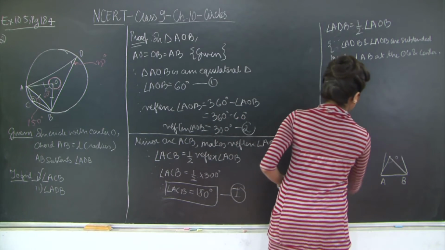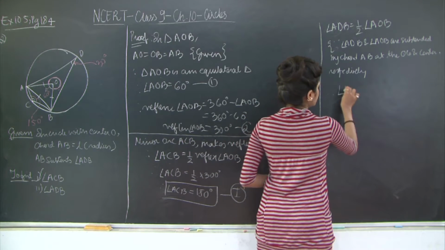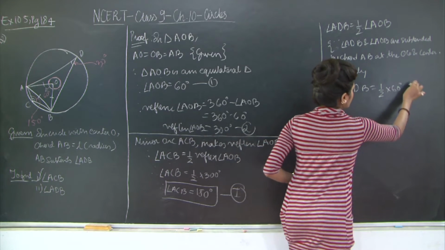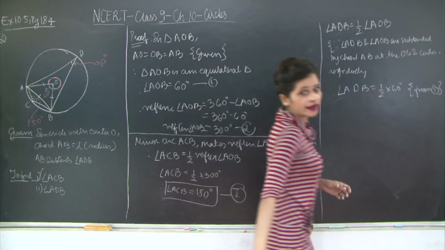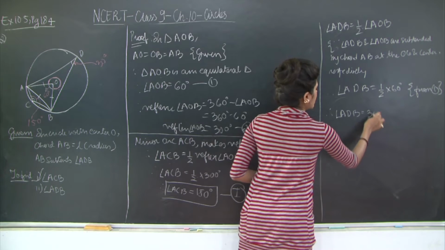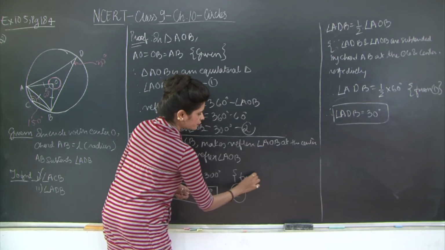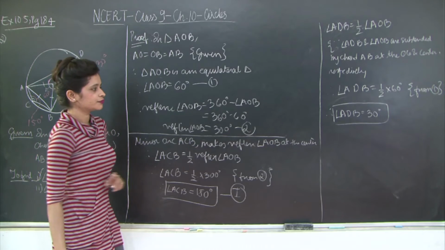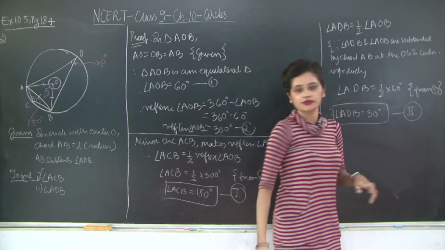So erasing this section for now. Therefore, angle ADB is equal to half of 60 degrees. Angle AOB is 60 degrees. We have proved this in statement number 1. Therefore, angle ADB is equal to half of 60 is 30 degrees. And this was from 2. The reflex of angle AOB was from 2. So we'll mark this as Roman number 2 because this is our second solution to the problem.